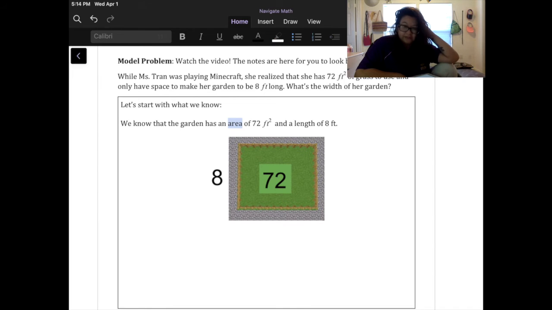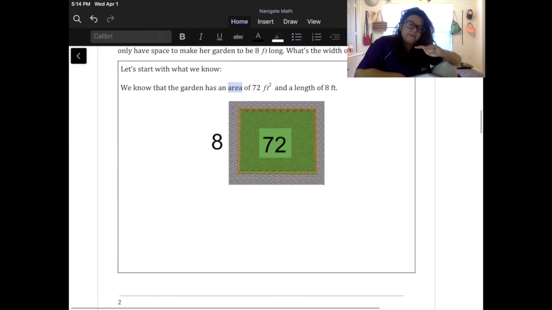Okay, so we have this garden, and I know that I have 72 feet squared of grass. So I have all this grass that I can use, but the length of my garden can only be 8 feet. I went ahead and drew a picture on your notes for you. How do we find out how wide this garden can be? Well, here's what we know.